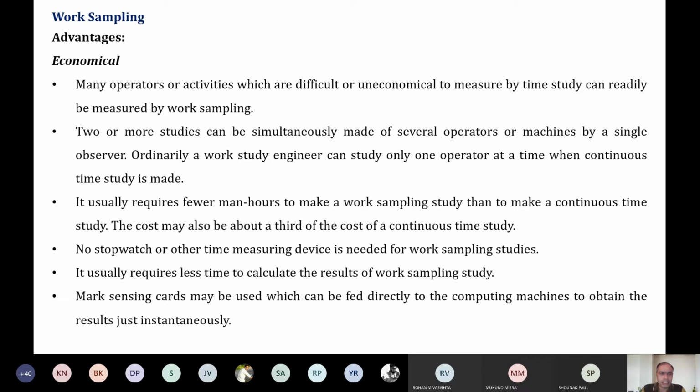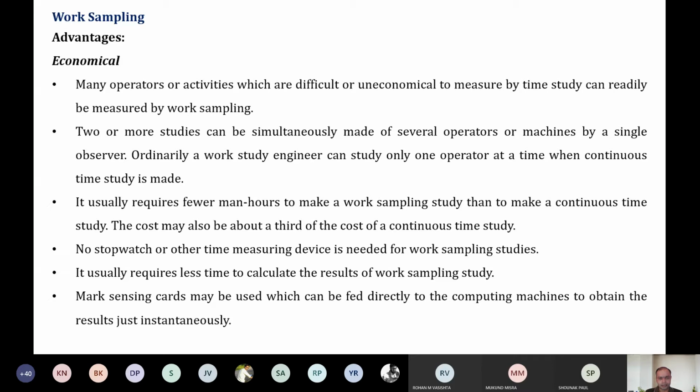Then what are the advantages of this? I don't want to go too deep into these advantages. Rather, I will summarize and convey it to you. So how is work sampling going to benefit the company economically? When you are able to do this time study by the work sampling method, you are going to save a lot of time.